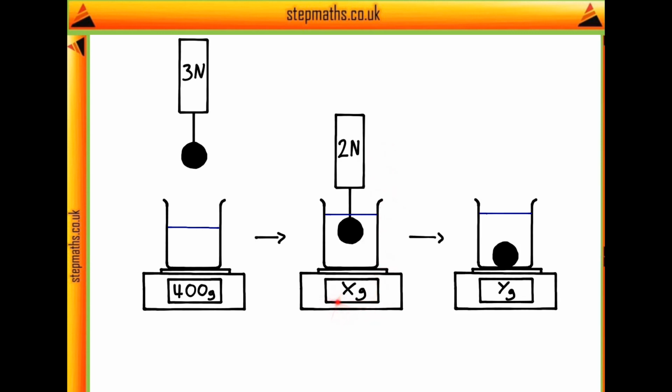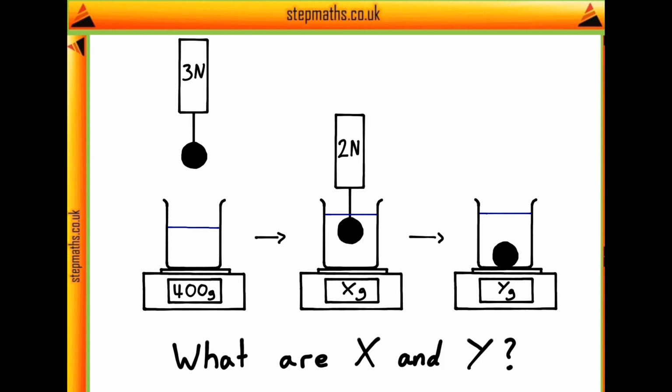We're also told that the weight on the scales is just given by x grams, and then finally the mass on the Newton meter is detached, so it just sits in the beaker of water by itself on the ground, and then we're told that the reading on the scales is given by y grams. The question simply asks us, what are x and y? If you would like to have a go at answering this question yourself, please pause the video now, otherwise let's have a go at it.